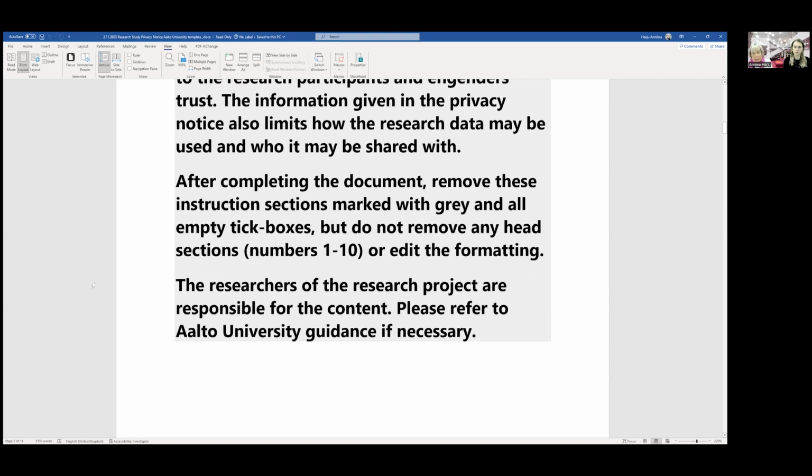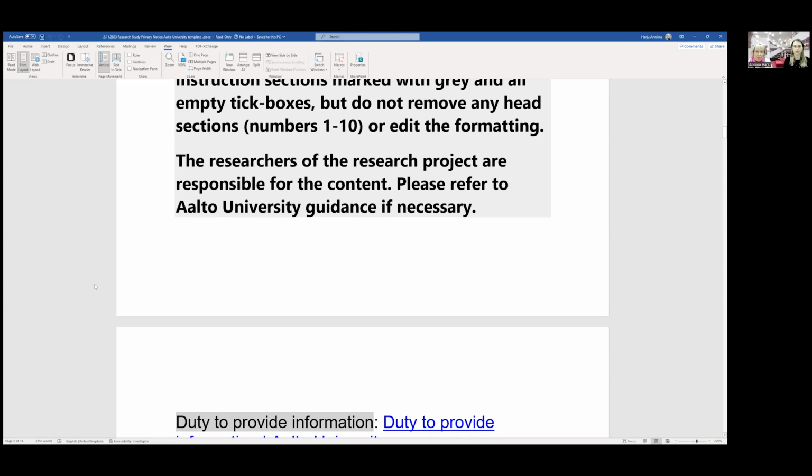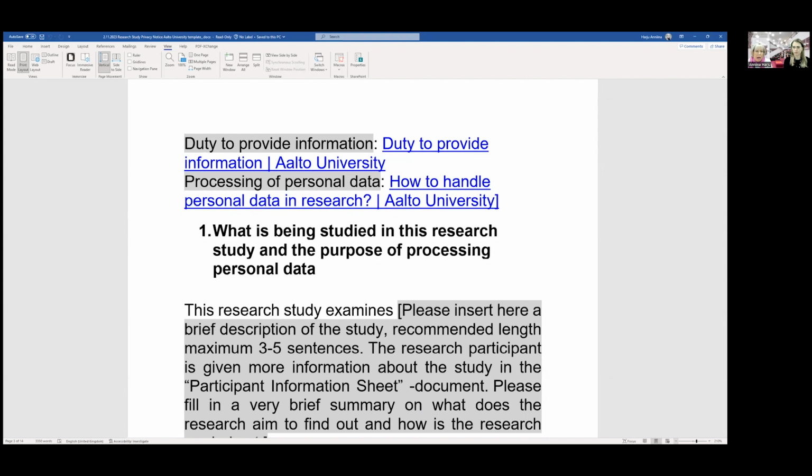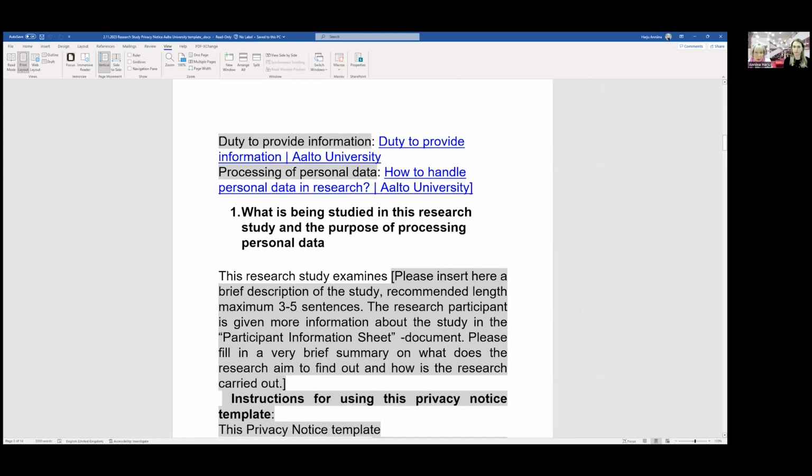participants. We legal counsels can advise, but it's the researchers of the research project who have to plan the use of research data and write this. So you have to know, and of course you do know, what you will be doing with the research data. And we have a lot of guidance for you on the Aalto University website about the duty to provide information, the legal obligation, and how to handle personal data in research. So let's go to section 1.